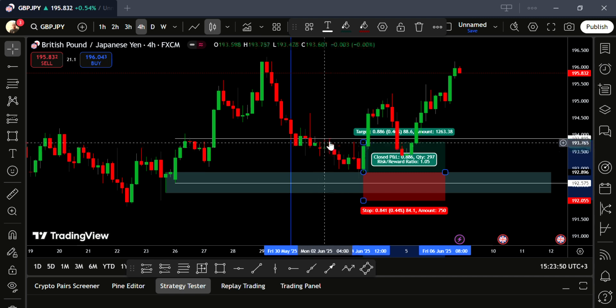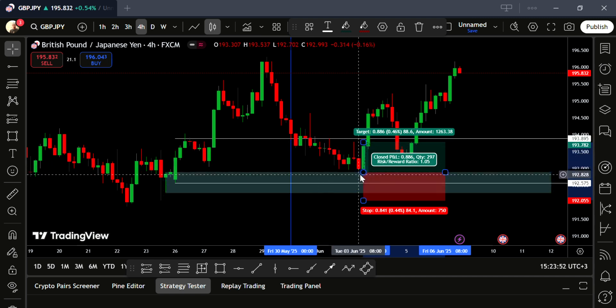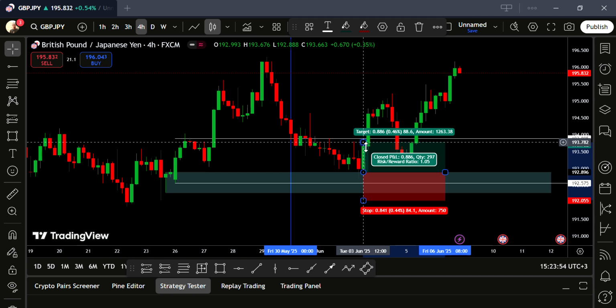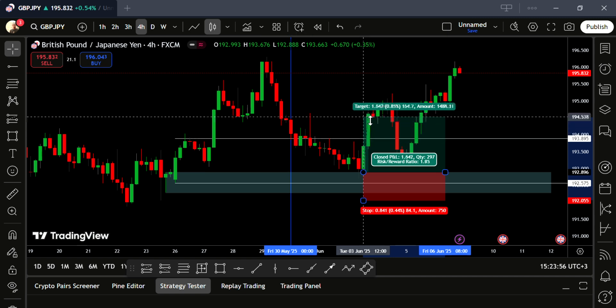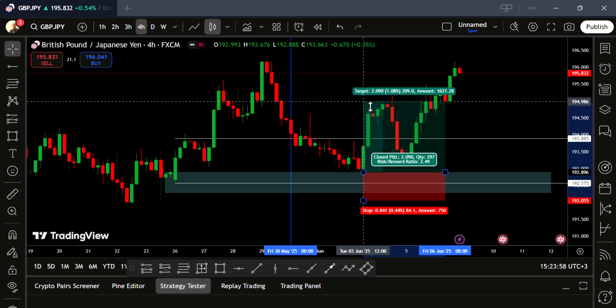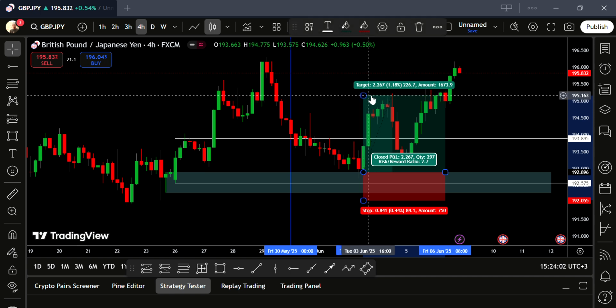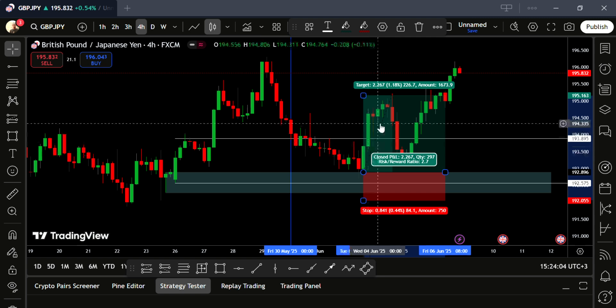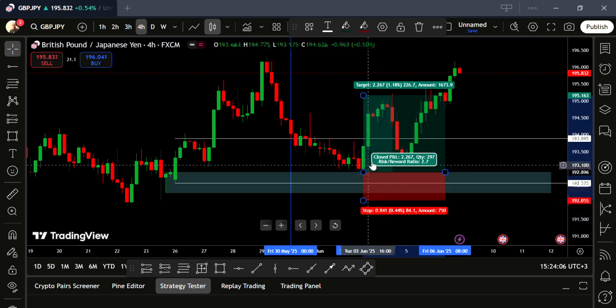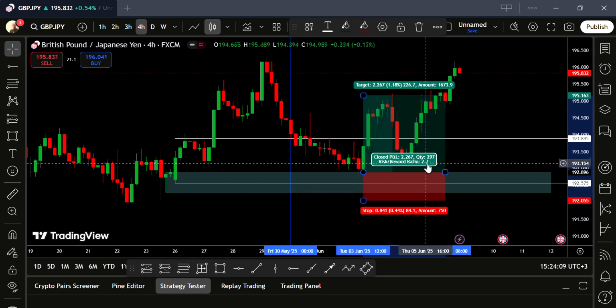After marking, price came, tapped into the demand zone, and then immediately started moving to the upside. You see guys, immediately started moving to the upside. It gave you around 200 pips and it started retracing back. This is a risk to reward of 1:2.7, and it started retracing back.